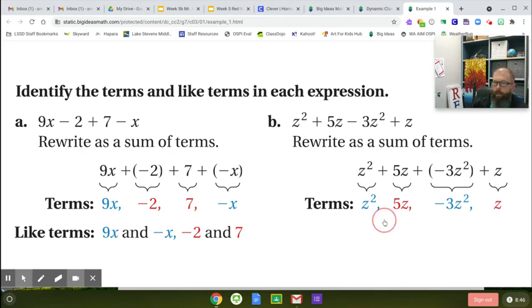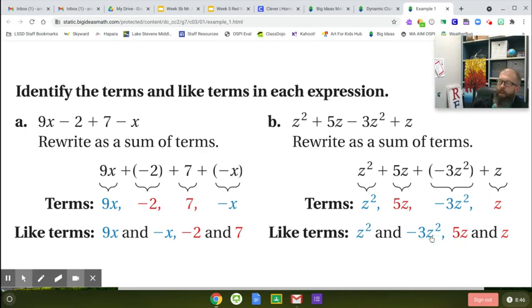Okay? Like terms are z squared and -3z squared because they have the same variable and exponent. And then 5z and z are also like terms because they have the same variable. So remember, if they don't have the same exponent, they're not like terms, even if they have the same variable. We also got to remember to add the opposite here because -3z squared is the term. It's not just 3z squared. Okay, so these are the notes that you want to have handy so that you can refer to them. They're in the notes, so make sure you have those open and click on that.